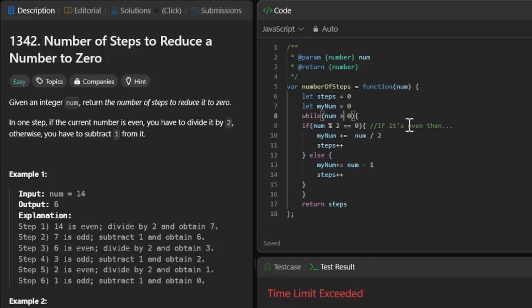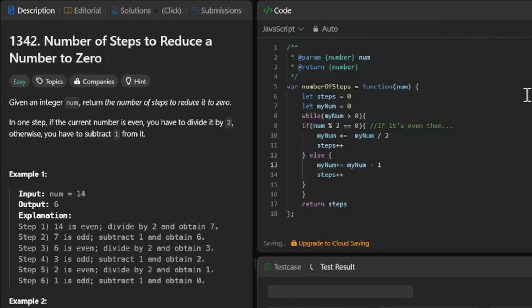So it did not do something as expected. While my num, because my num is the number that's changing, not the original num. Output 0. My number is the number that's changing. But we want to get it from num.